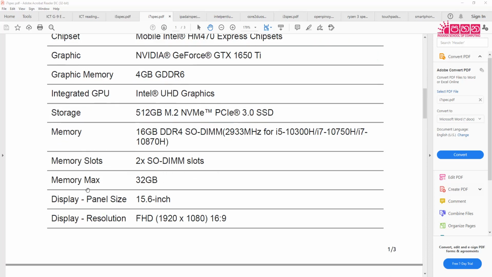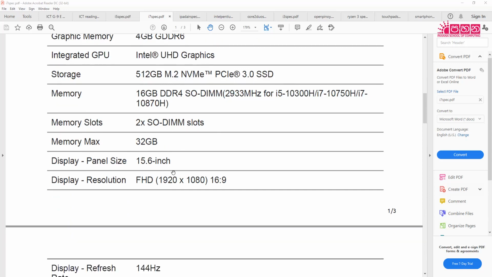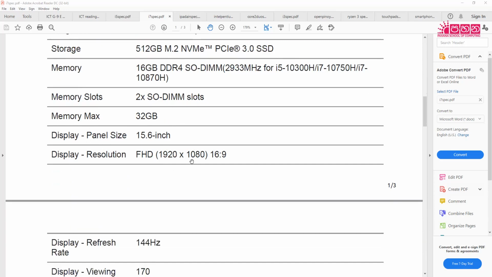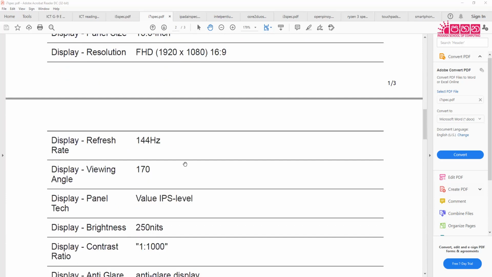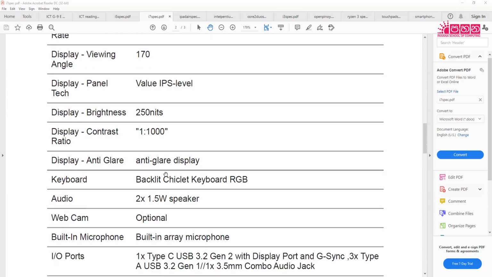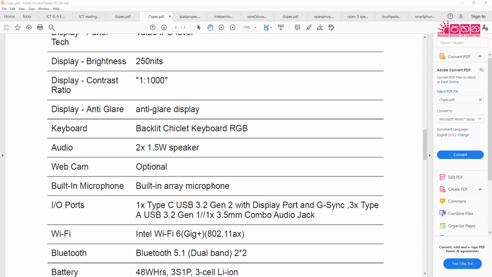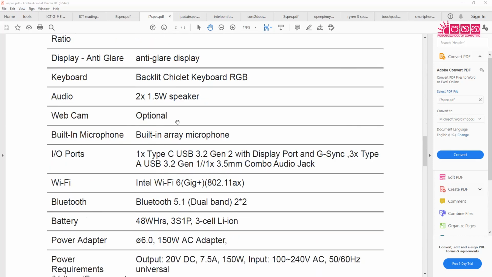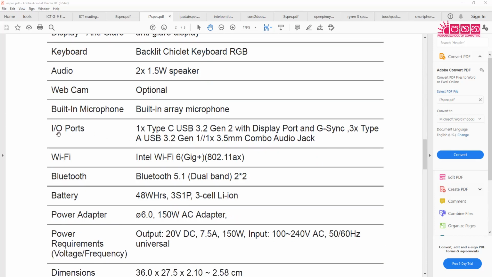Two memory slots, memory max, panel size, the resolution, right? And then refresh rate, viewing angle, panel, contrast ratio, keyboard, audio, webcam, right? It says optional, which means some computers have a webcam, some don't. There are a lot of ports here. You see one USB 3, display port, and then three type, 3.2 generation 1, and then the audio jack is there.